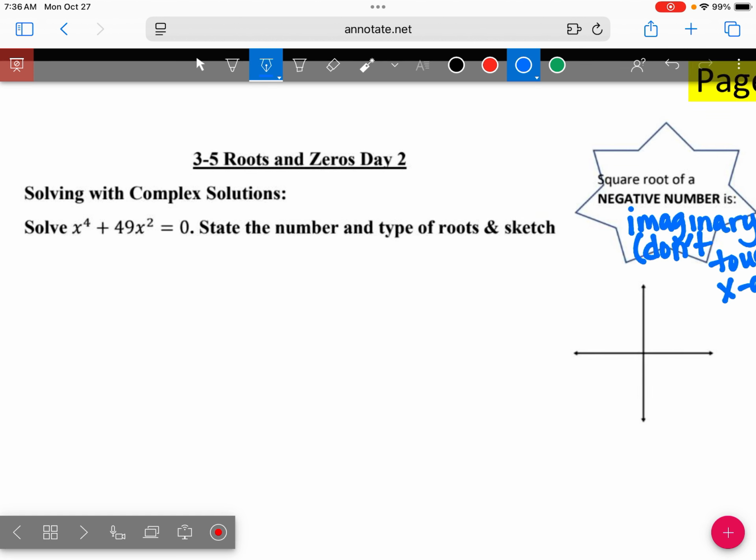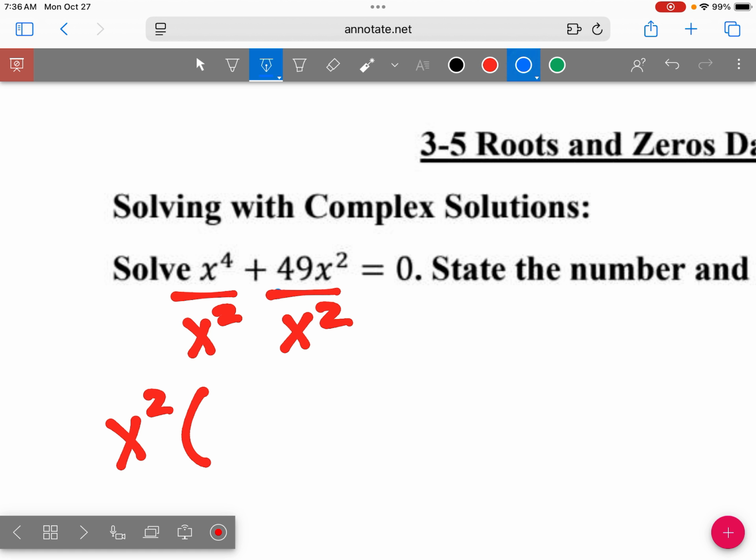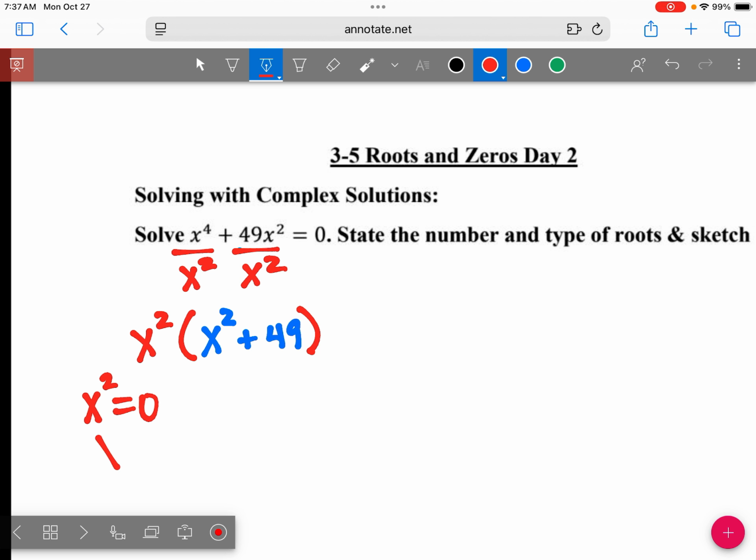So let's go ahead and get started. Let's look at this first one. GCF would be x squared. So go ahead and divide both of these by x squared. So I have an x squared, and then I'm left with x squared plus 49. Now, if it was x squared minus 49, then that would be x plus 7 and x minus 7. But it's x squared plus 49. So let's go ahead and set both of these equal to 0. If x squared equals 0, that means x equals 0. It's going to bounce because that's the x squared. It's not going to go through.